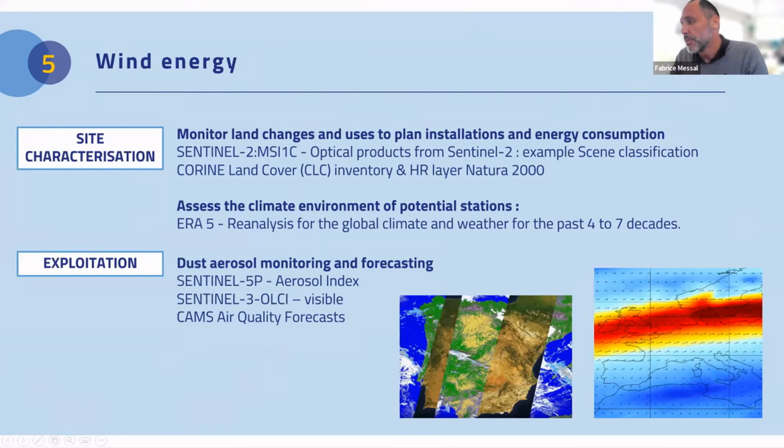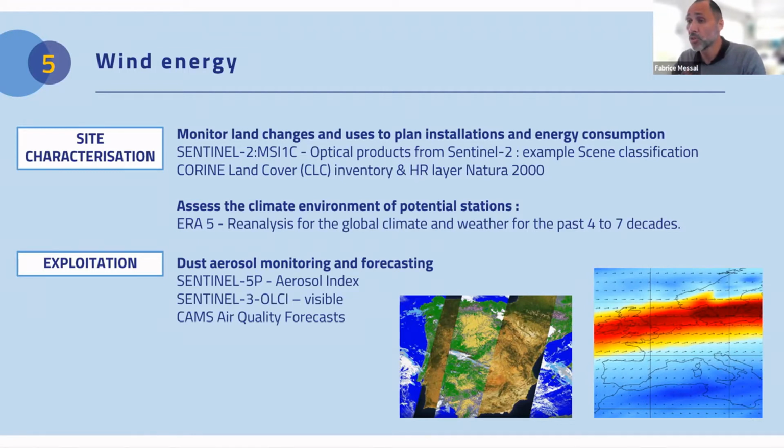About wind energy sites, during the site characterization, perhaps you want to check if the site you choose is not on a protected area, because you will have to provide a lot of environmental impact information. You can check this on the current land cover product and the high resolution layer of Natura 2000. You can also access the Sentinel-2 optical product, with the example of scene classification. Then you want to assess the climate environment, and you can use the reanalysis to assess the potential production with the wind, thanks to the ERA5 product.